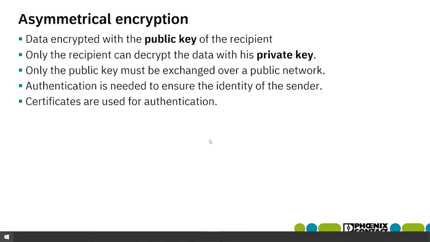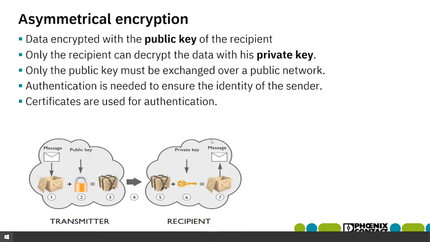This is done inside of certificates. So here's an example. Before somebody can send a message, he needs the public key of the recipient. The public key in this case is an open lock. So the sender puts the message in a box in this case and encrypts the data with the public key of the recipient, and then he can send the message over an unsecured channel.